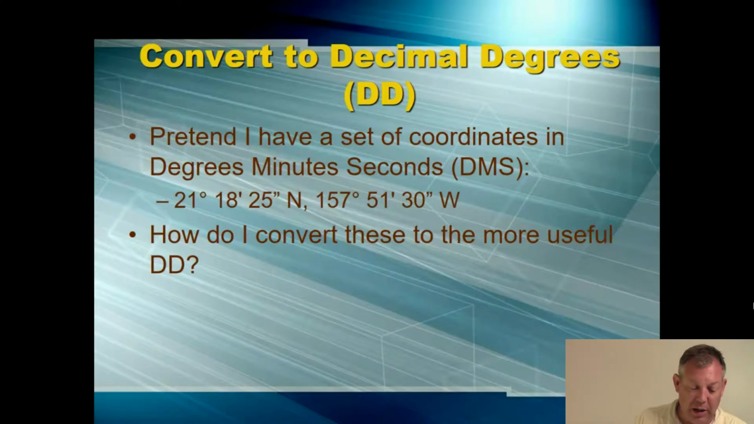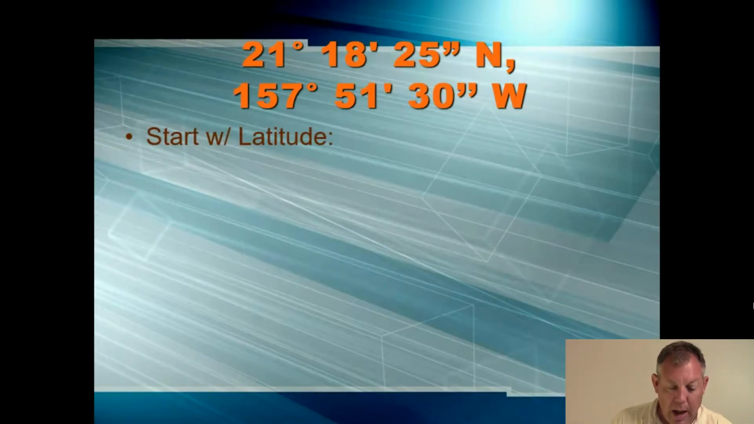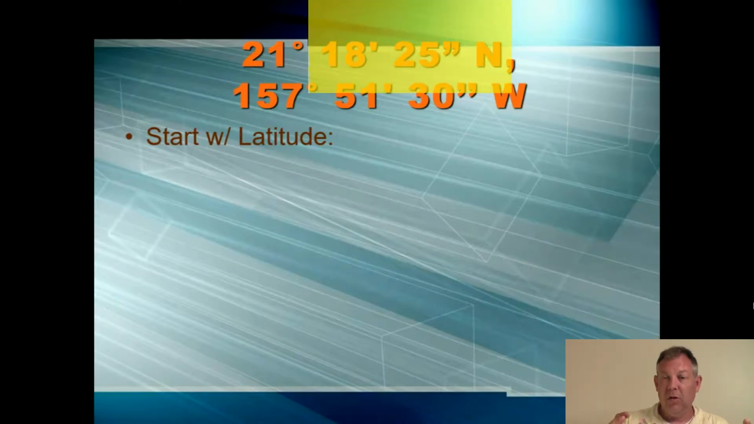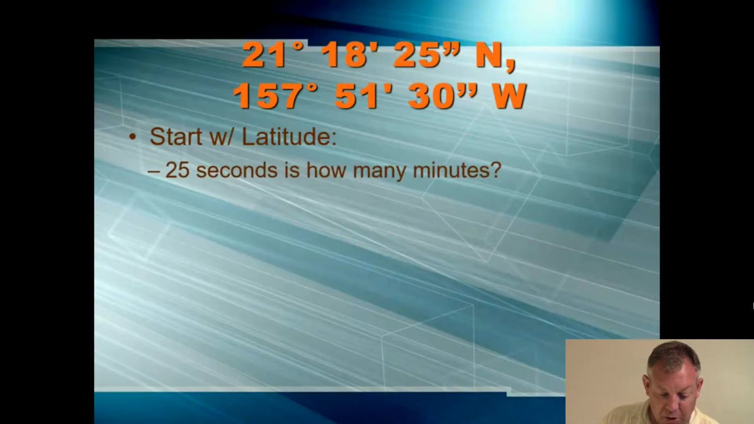So here's a set of coordinates I'm going to give you, and I want to convert those to decimal degrees. Let me show you step by step, and then I'll let you practice. So here are those coordinates repeated again. I'm going to start with the latitude, and I've got 21 degrees plus a fraction of a degree, right? What represents the fraction of a degree? Well, 18 minutes, 25 seconds. That represents the fraction of a degree. So I'm going to start with the seconds. You want to start and work your way up to degrees. So I'm going to start with the smallest value, which is 25 seconds.